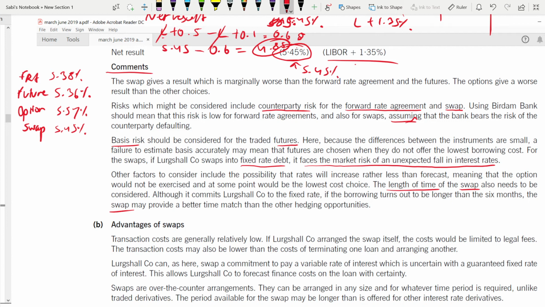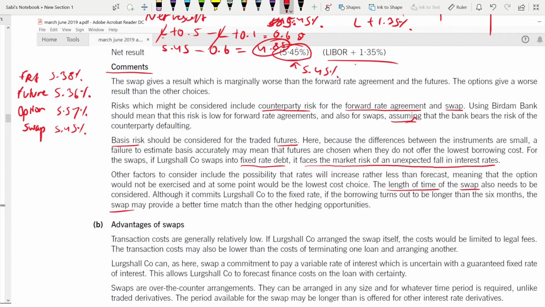Why are they saying this? Because if you see future and option, everything has a time. Forward is for 6 months. Option and future, they are taking 3 months. That means you have to take another option or another future if you want to extend, but it will be more costly. But in swap, you can take for a longer time. So swap can match that time. That's why at the end they are saying swap is a better option than other hedging opportunities.